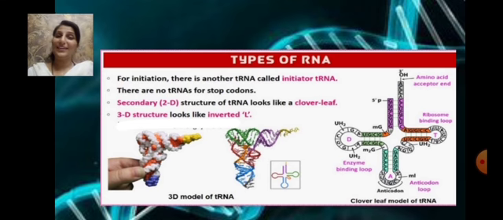Dear children, in this module we learned about mutations which can happen in the genetic code, and also we learned about the three types of RNA.